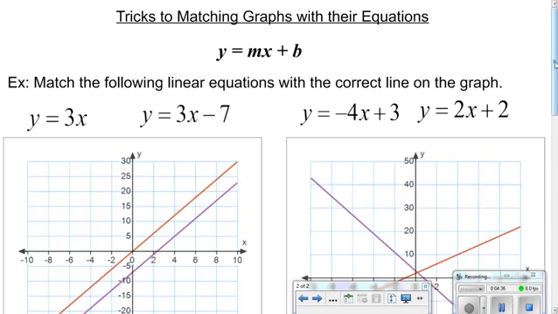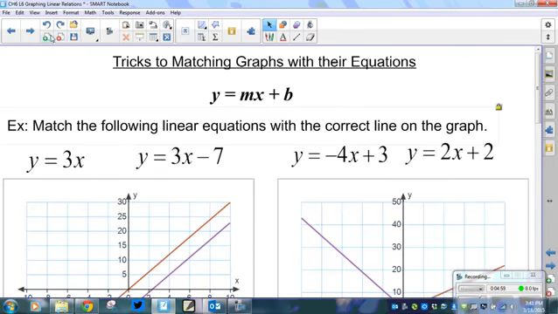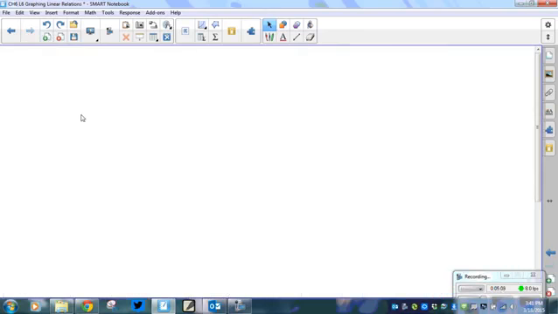The last thing I want to show you is that there are some tricks to matching graphs and equations. Everything we've been working with so far has been in y equals mx plus b form. I know that this means nothing to you. We haven't really addressed this yet, but I'm going to add another page. I'm going to freestyle here. We're going to go rogue for a little bit. So we've always said that, okay.